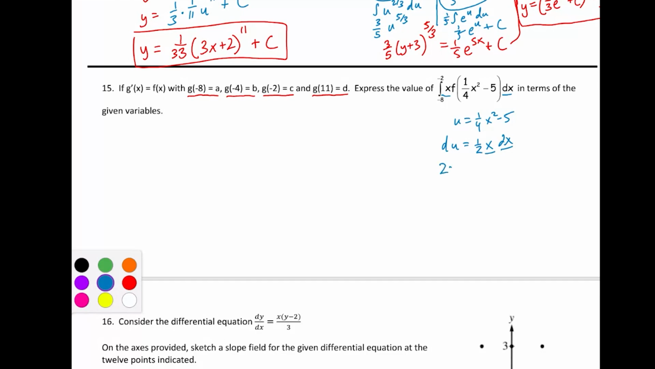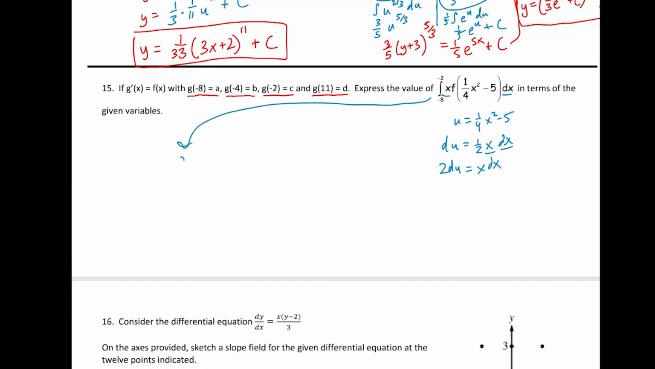So I need to multiply both sides by 2 so that I have something that I can actually substitute in there. So 2 du will be x dx, and now I can make the substitutions. So I'm going to move this over here, and we will have to change the upper and lower bounds because we are substituting all the x's for u's, and u is defined a little differently. So since u is 1/4 x squared minus 5, we're going to plug in both -2 and -8.